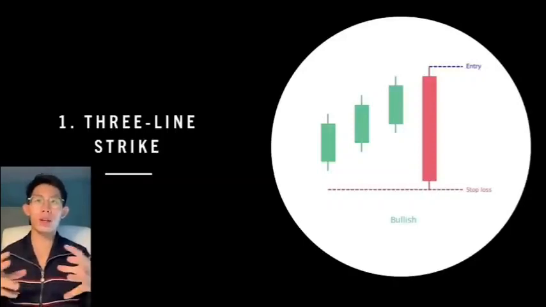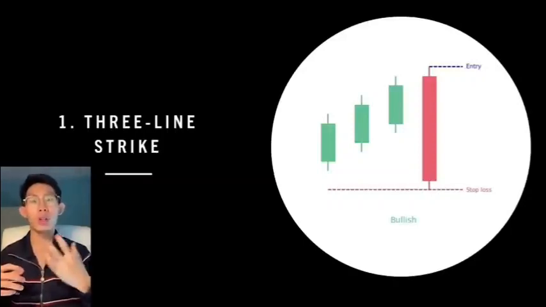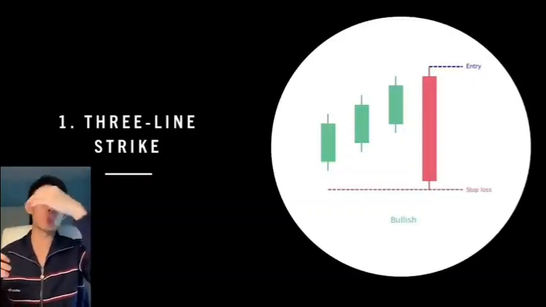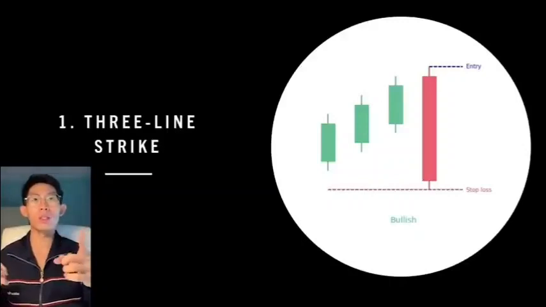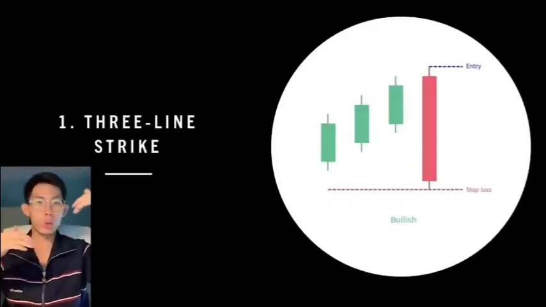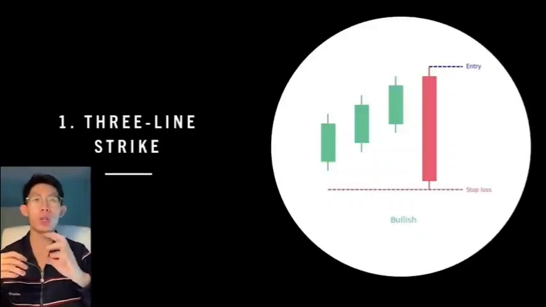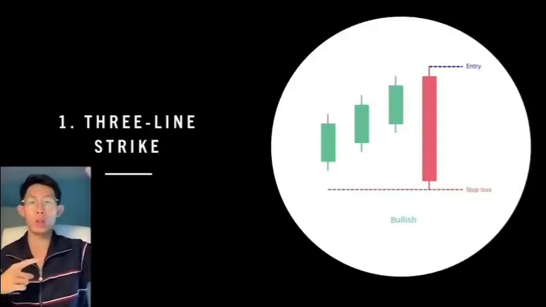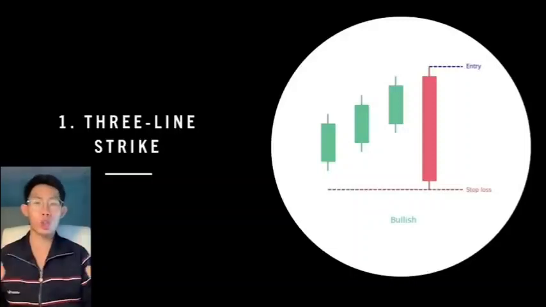So the three-line strike candlestick pattern is basically a continuation candlestick pattern. This means that when you see this candlestick pattern, that means that the trend is going to continue. So if you see this in a downtrend, it's going to continue going down. And if you see your three-line strike pattern in an uptrend, it's going to continue to go up. So you should enter for the continuation of the overall trend, right?